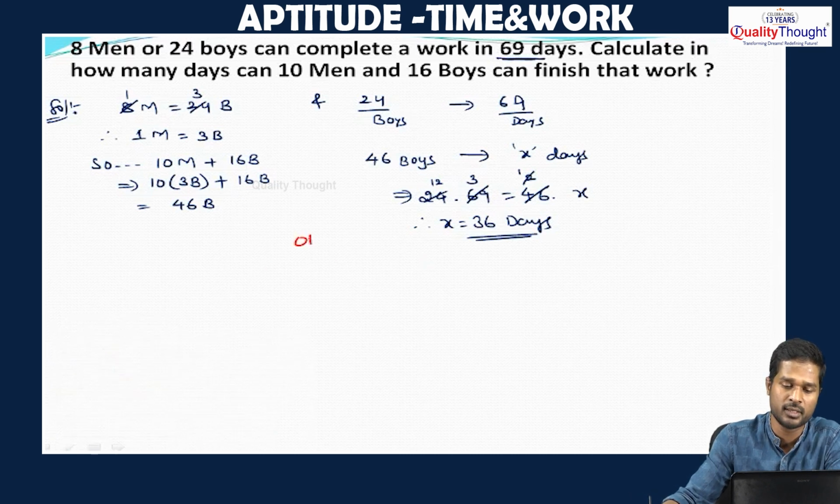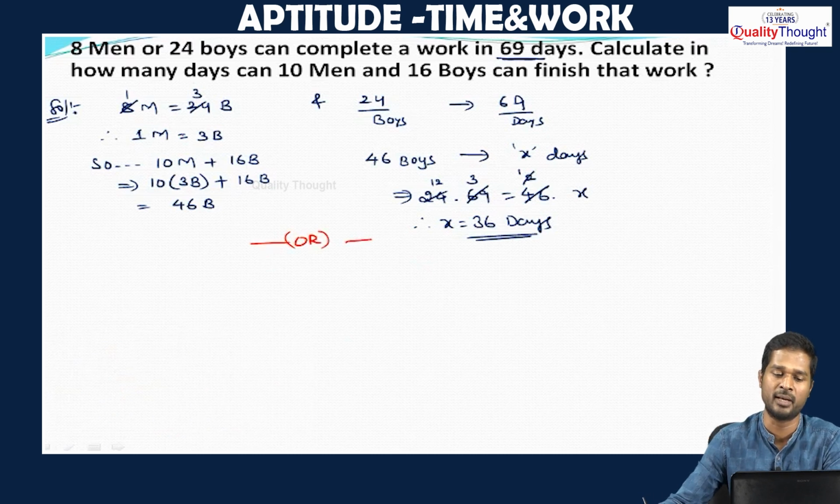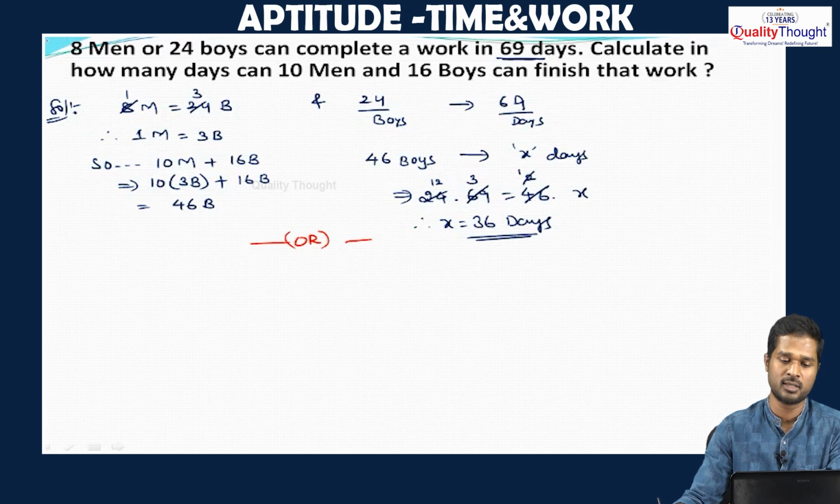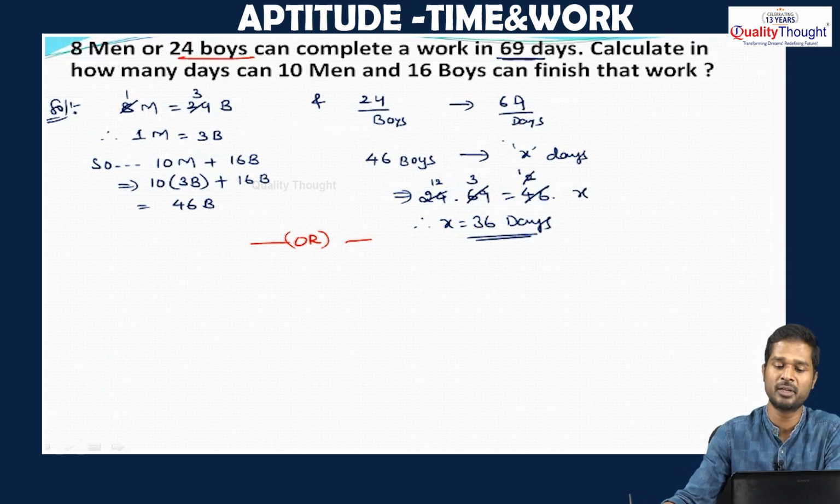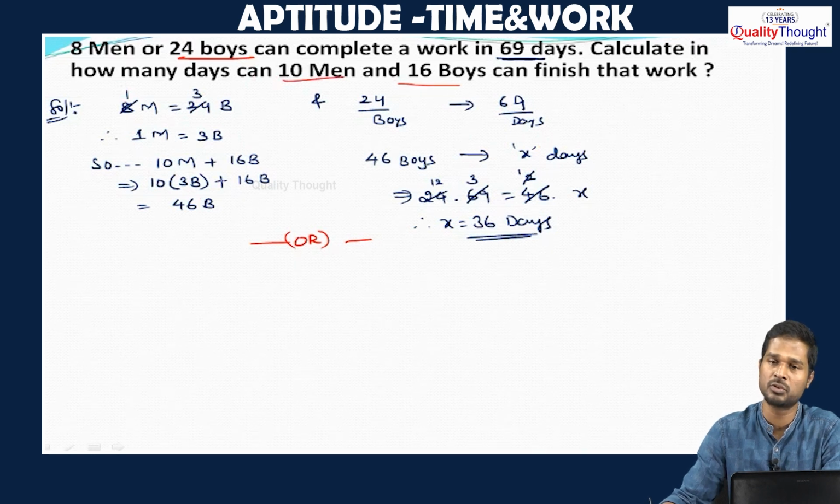We did not do anything here, we just converted the entire question into either boys or men. So, I converted the question into boys. See, the first thing is 24 boys can complete the work in 69 days. Now, 1 man's capacity is equal to 3 boys' capacity. So, 10 men plus 16 boys, that is 10 into 3 boys plus 16 boys, that is 46 boys. 10 3s are 30 plus 16, 46 boys will complete the work in how many days?